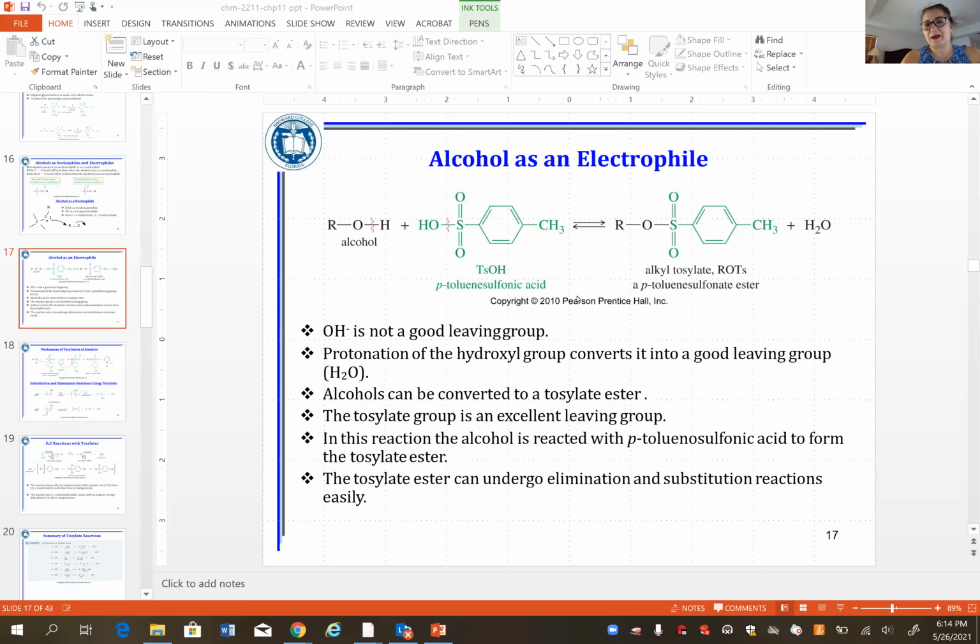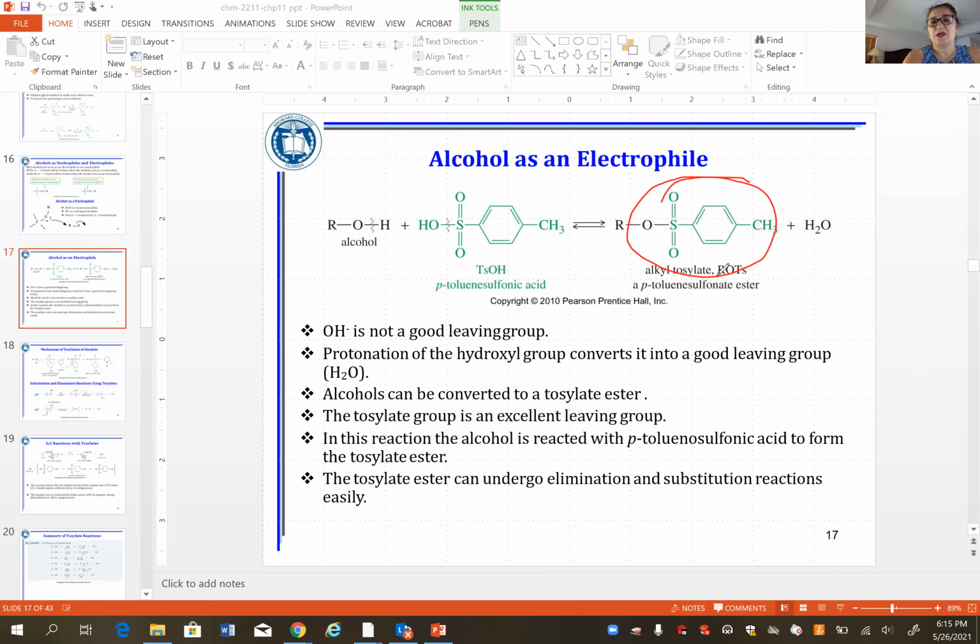Okay, we talked about tosylation of the alcohols, and we talked about the benefit of that. When you do tosylation of the alcohol, the hydroxide or hydroxy leaving group would change to a bulky leaving group of tosylate.